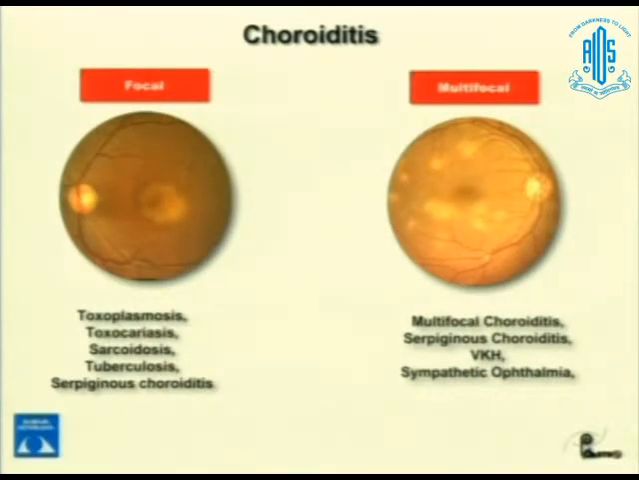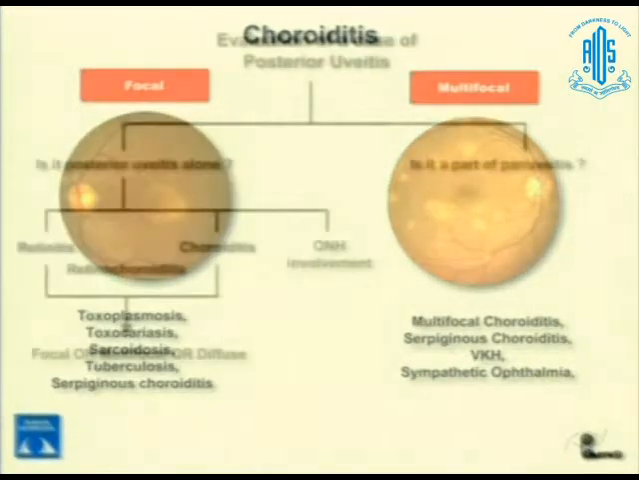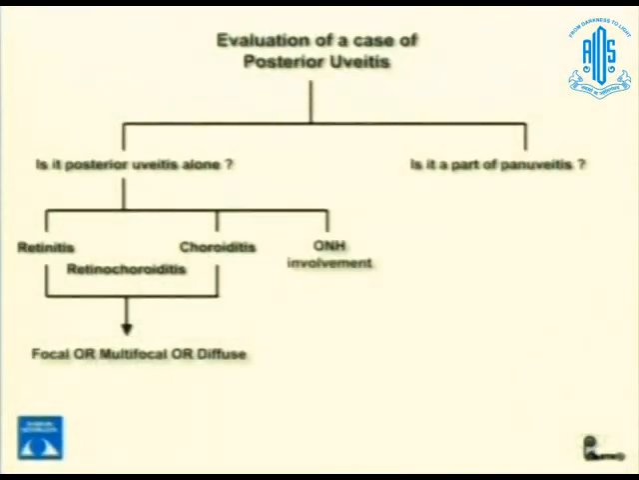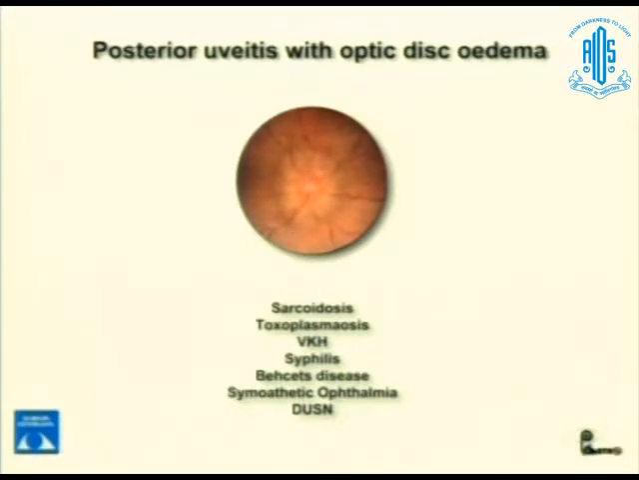And similarly, focal choroiditis can be seen in toxoplasmosis. Serpiginous choroiditis can present as both focal and multifocal also. So once this evaluation is complete, the next important step is to see whether there is optic nerve head involvement or not. If the optic nerve head involvement is there, then think about sarcoidosis, toxoplasmosis, VKH, syphilis. Remember, this can present as panuveitis also.